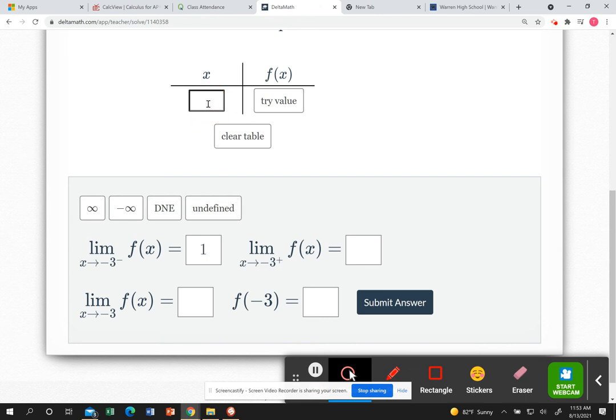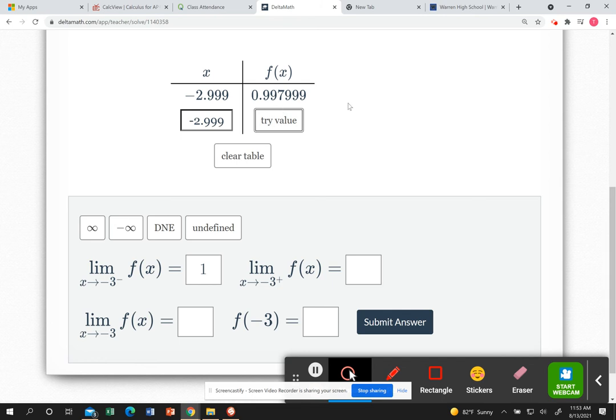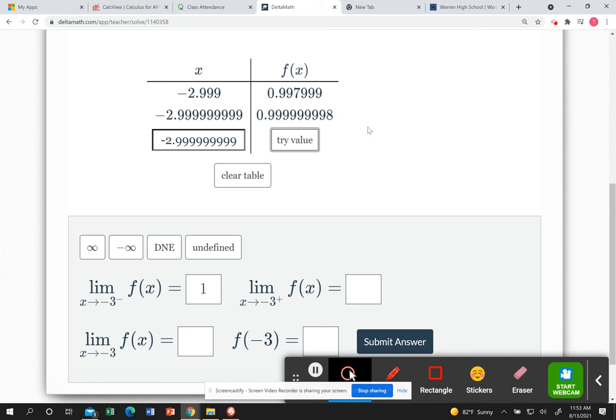-2.999. Remember that? So -2.999, and then try the value. Okay, so it looks like 0.997 something something, right? But I don't want you to put 0.997999. That's not your answer. Let's get ridiculous and put 2.999999. And then let's try it. So it looks like both numbers are getting close to what value? 1. Isn't it 1? So it is 1.